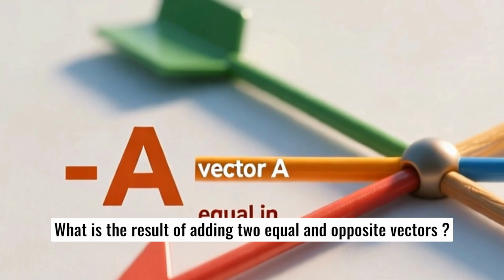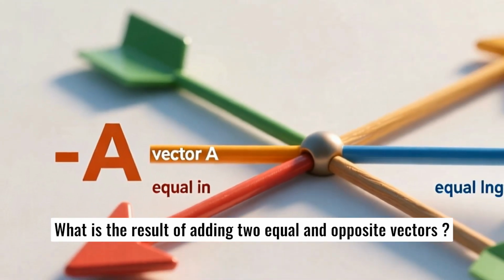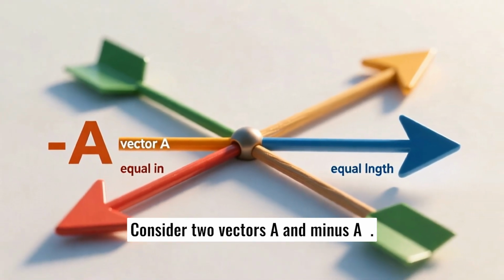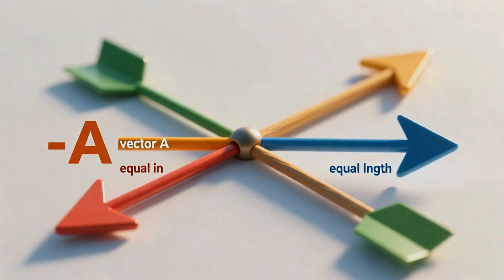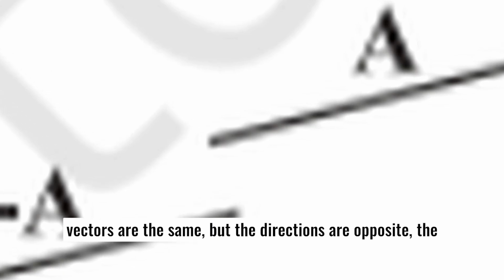What is the result of adding two equal and opposite vectors? Consider two vectors A and minus A. Their sum is A plus minus A. Since the magnitudes of the two vectors are the same, but the directions are opposite, the resultant vector has zero magnitude and is represented by 0, called a null vector or a zero vector. A minus A equals 0.